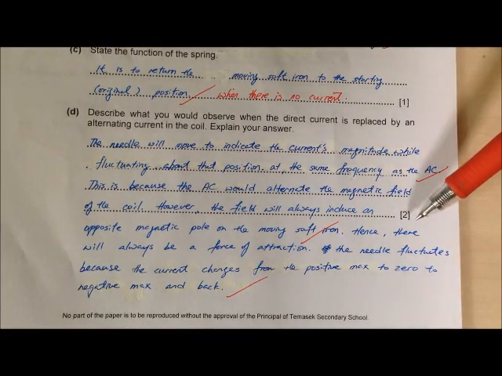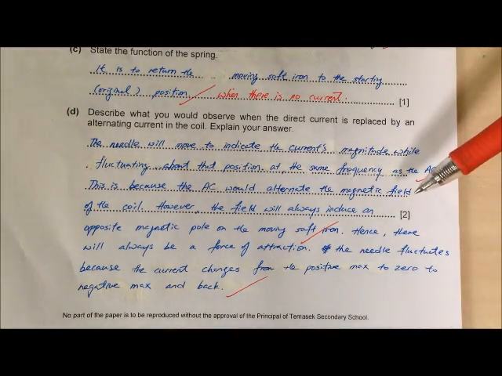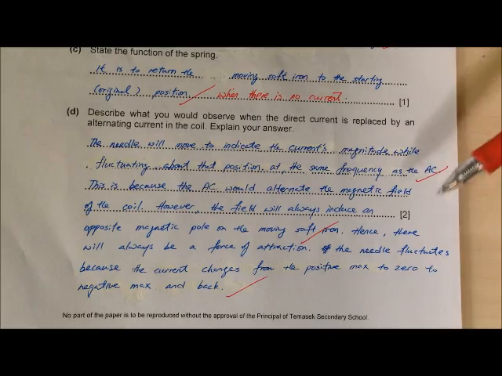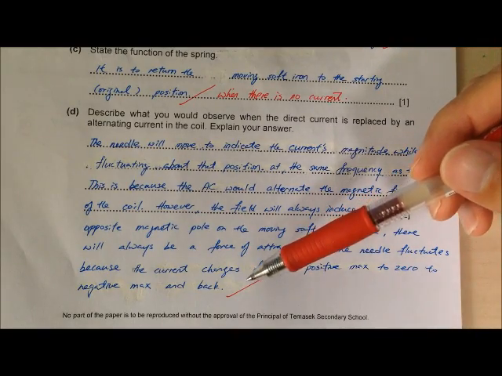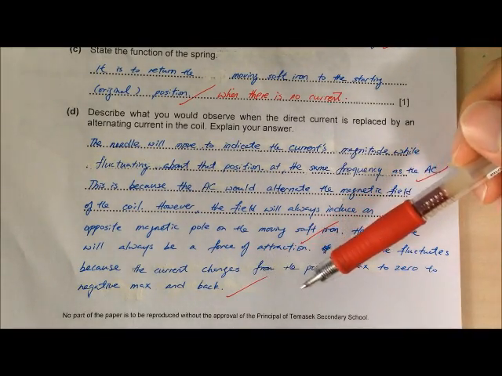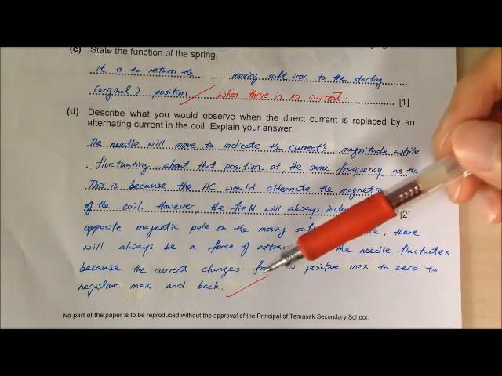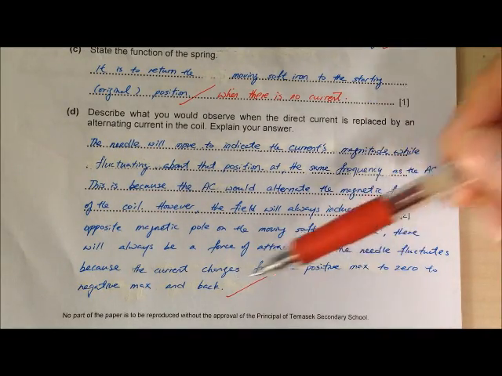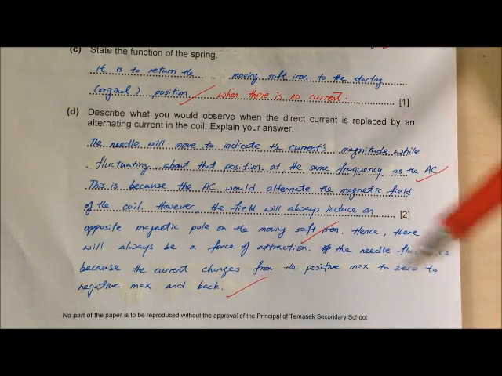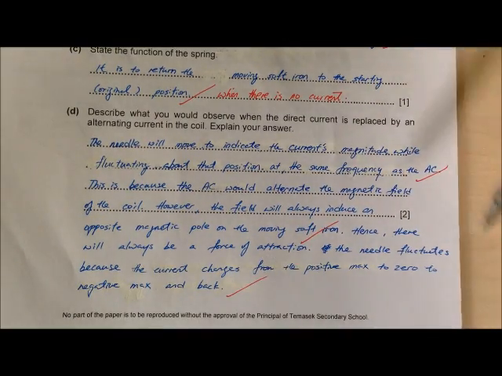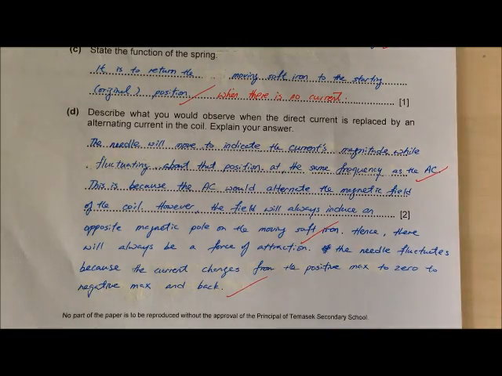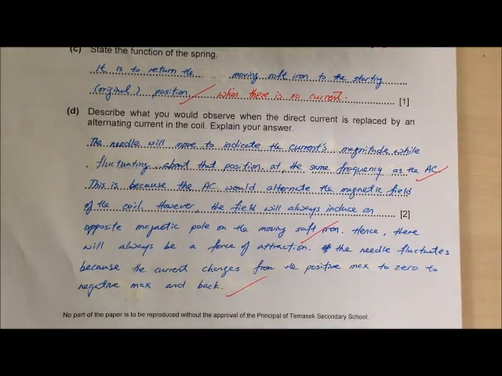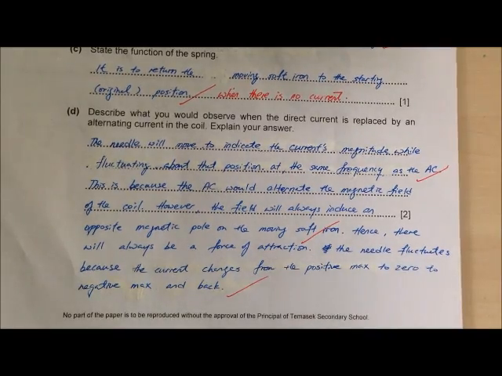But if this is really a question with a lot of marks, then you may want to continue breaking down this explanation and say that when the current changes from positive max to 0 and to negative max, your magnetic field will also change that way, and therefore your force of attraction will also change from maximum to 0 to maximum and cause the needle to fluctuate.